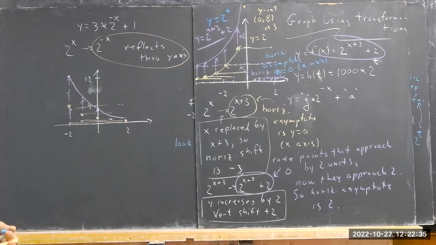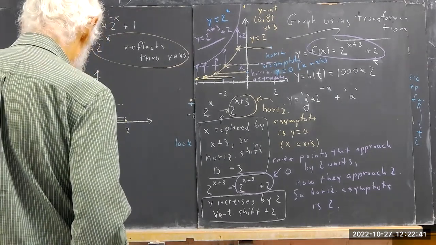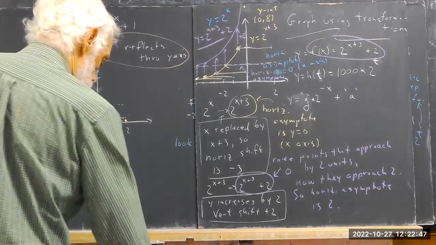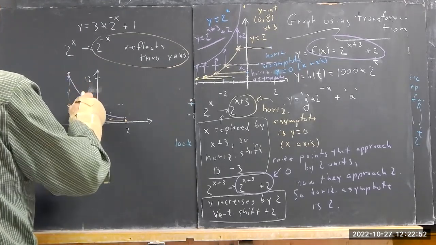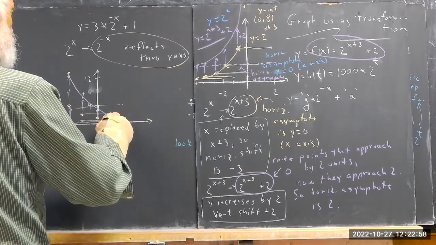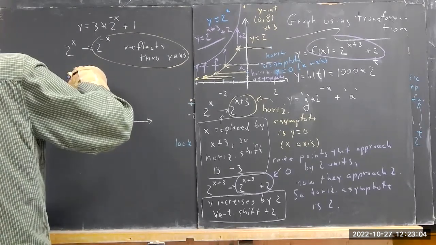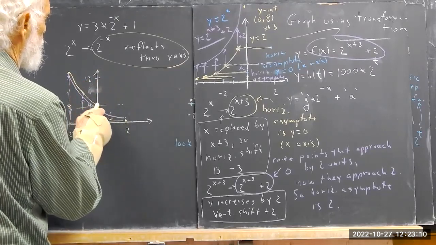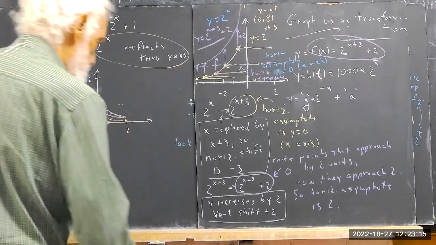And then we raise every point 1 unit. So our final graph is going to end up raising everything 1 unit. And we end up with a graph. Okay.